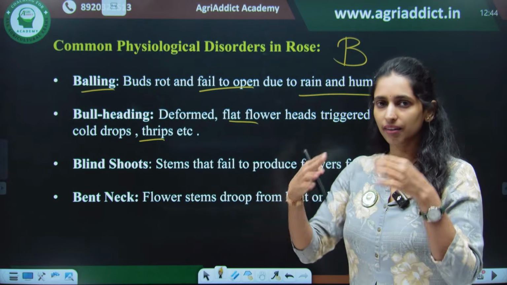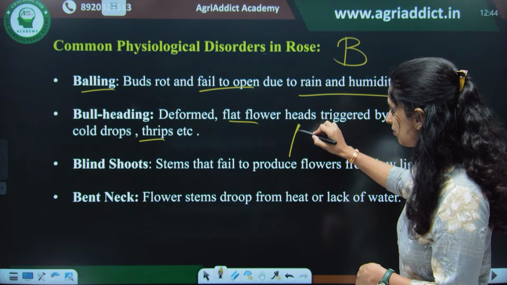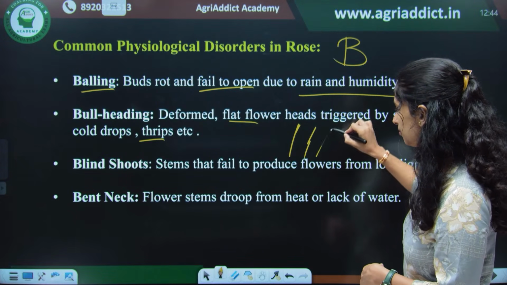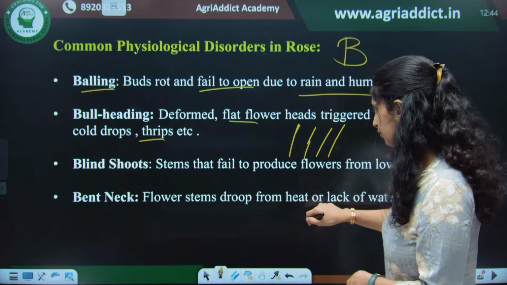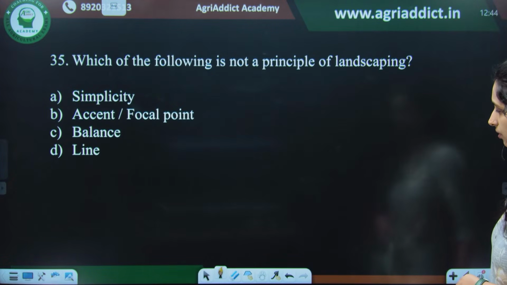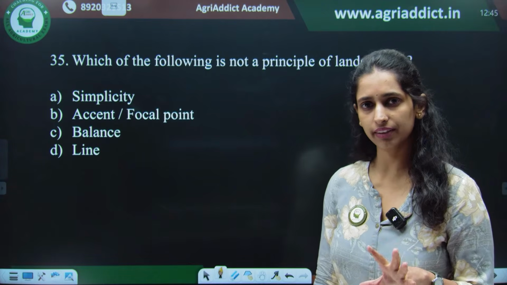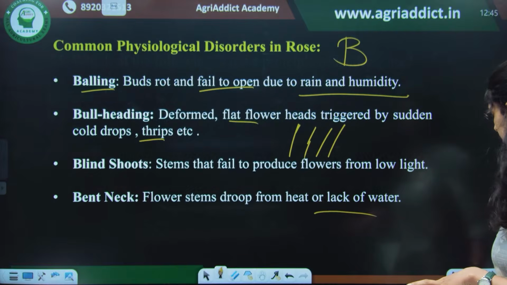Blind shoots, blind shoots means no flower. Only the shoot is there, no flower. And bent neck, just now we studied, because of the lack of water. Okay. So these were the important physiological disorders of rose. You remember all this. These all four.